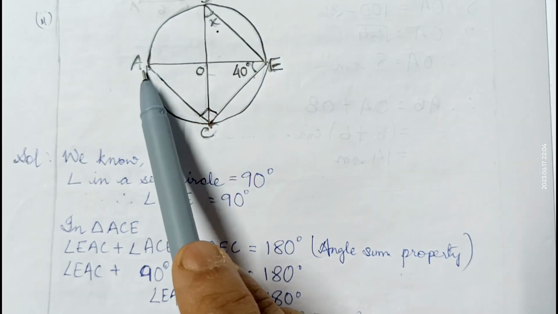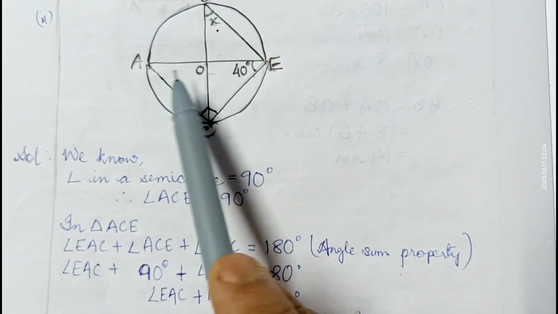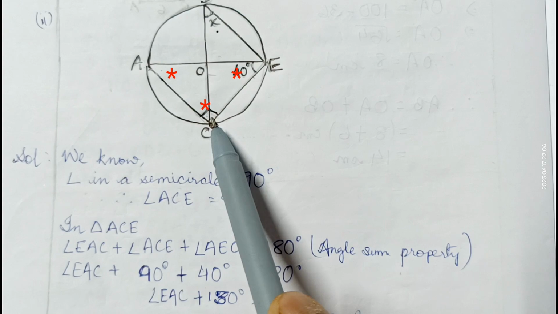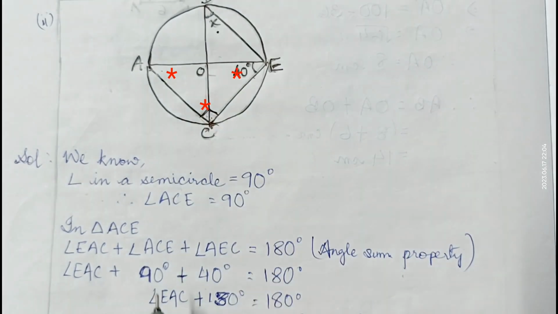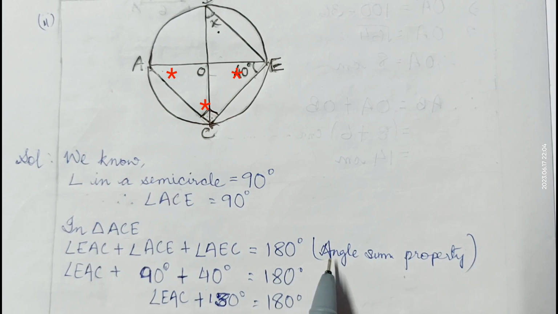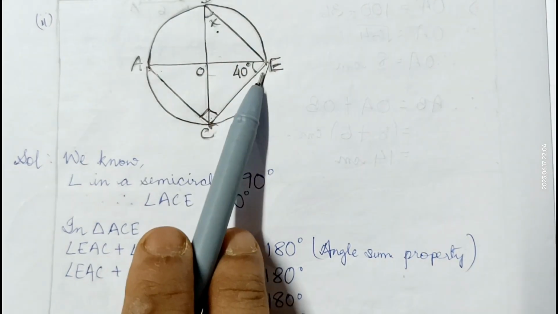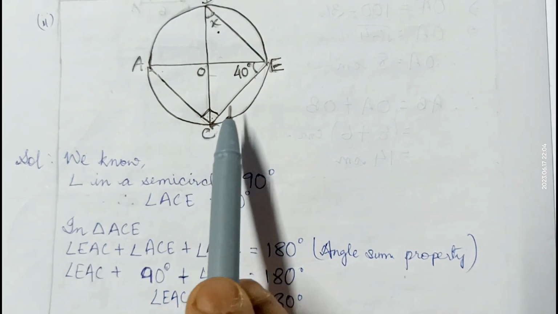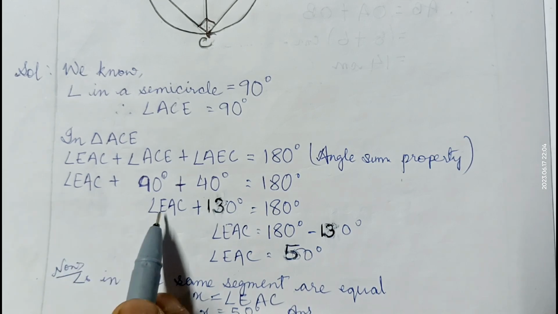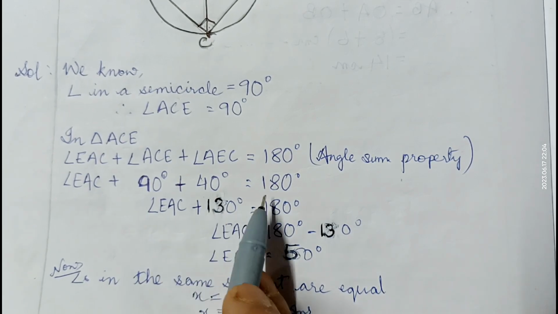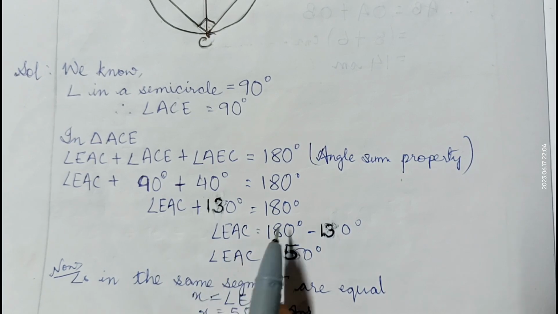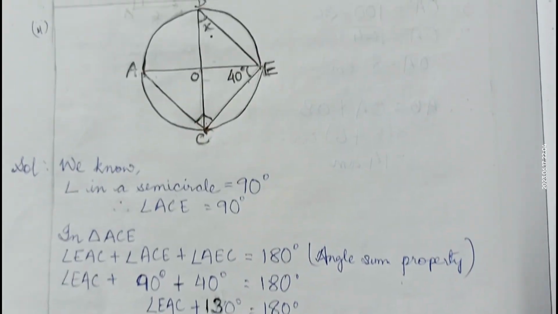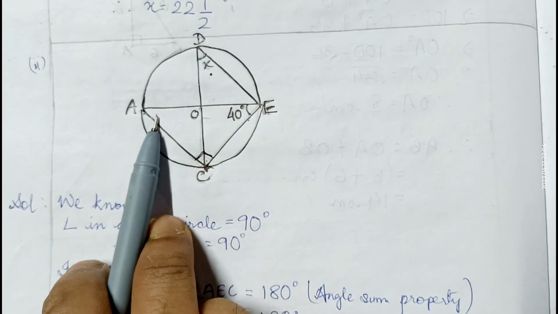Now if you consider angle EAC, this angle, plus ACE, this one, and angle AEC, the sum of these three angles will be 180 degree by angle sum property of a triangle. Now EAC is not known. ACE is 90 degree, this one is 90 and this angle is 40. Therefore angle EAC plus 90 plus 40 is 130 equals to 180. Angle EAC equals to 180 minus 130. So angle EAC equal to 50 degree.